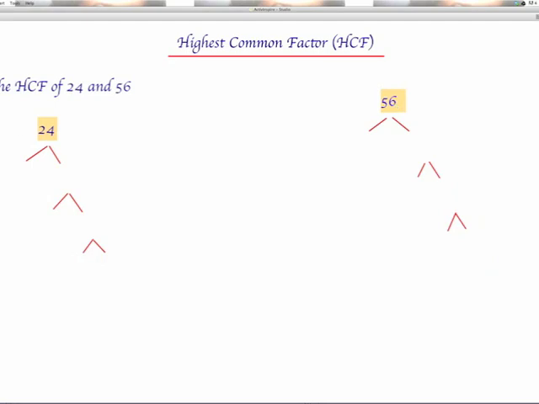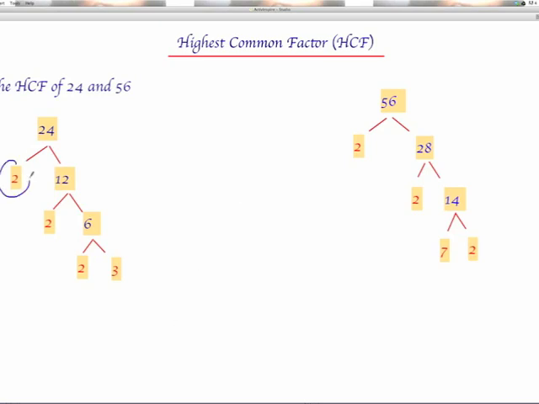Okay, if I want to find the highest common factor of 24 and 56, again I'm going to use my factor trees. So the factors of 24 can be 2 and 12, factors of 12, 2 and 6, and then the 6 can be broken down into 2 times 3. For 56 I've got 2 times 28, 28 can be split into 2 times 14, and 14 can be split into 2 times 7. So again, I need to find the numbers which appear in both.